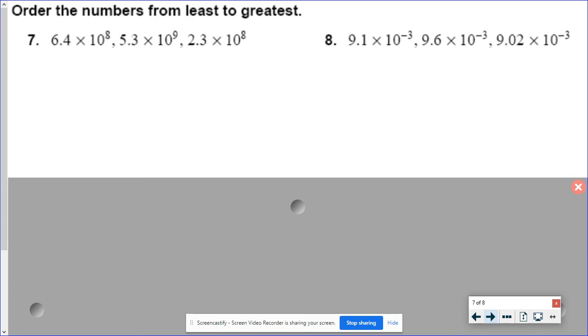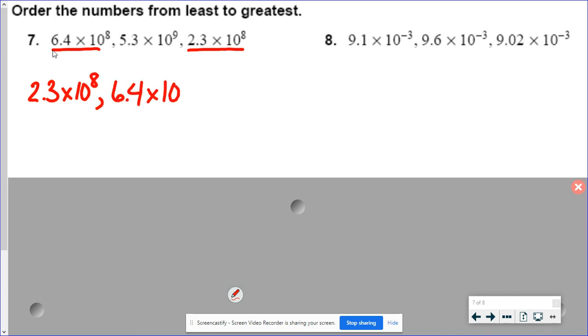So in number 7, I have 2 numbers here that both have an 8 for an exponent, 10 to the 8th. 10 to the 8th is smaller than 10 to the 9th. So I know that that middle number, that 5.3 times 10 to the 9th, that's my biggest number. Now that I know that the first and the third one have the same power, now I look at the decimals, the factors. 2.3 is smaller than 6.4. If you want to write these out as regular numbers to compare them, go ahead, but you really don't need to. So I would have 2.3 times 10 to the 8th, that's the first one. 6.4 times 10 to the 8th, and then 5.3 times 10 to the 9th.